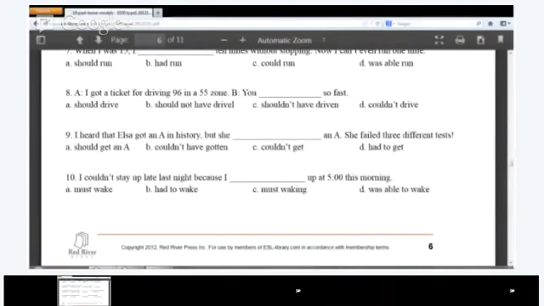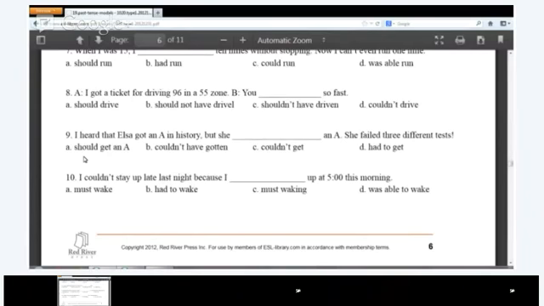Okay. I heard that Elsa got an A in history, but she couldn't have gotten an A. Nice. She failed 3 different tests. Nice, yes. Yeah, so she couldn't have gotten an A. Nice job. Okay, number 10, please.